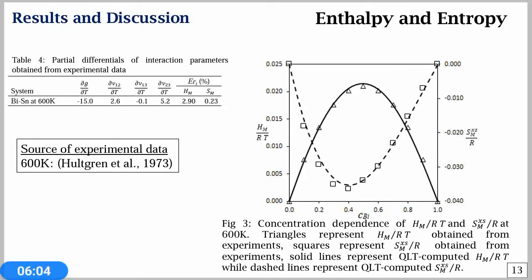And the squares represent the experimentally obtained Sm over R. The experimental values were retrieved from the repository by Altgren et al. 1973, and they agree with the QLT computations satisfactorily. The enthalpies exhibit positive deviation from Raoultian behavior in all composition range and appear to be symmetric about the equiatomic composition, while the excess entropies are negative and asymmetric about the equiatomic composition range.